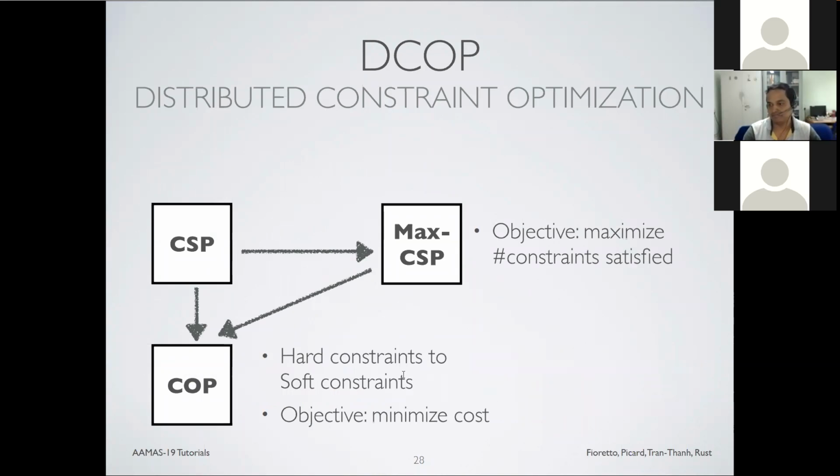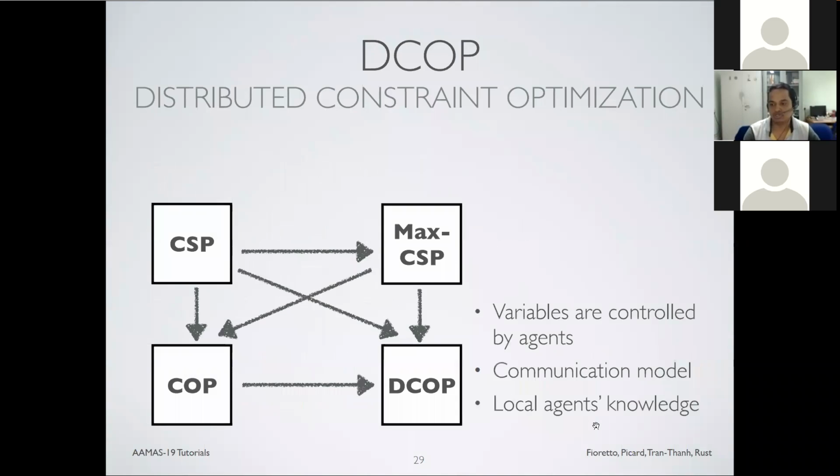We discussed this diagram: MAX-CSP, constraint optimization, hard constraint, soft constraint, and minimizing the cost. So all three, whether it is a constraint satisfaction problem, a MAX-CSP or a COP, can be modeled as D for distributed. We can have a constraint satisfaction problem, a maximum constraint satisfaction problem, and a constraint optimization problem. All three can be modeled as DCOP, the distributed constraint optimization problem.